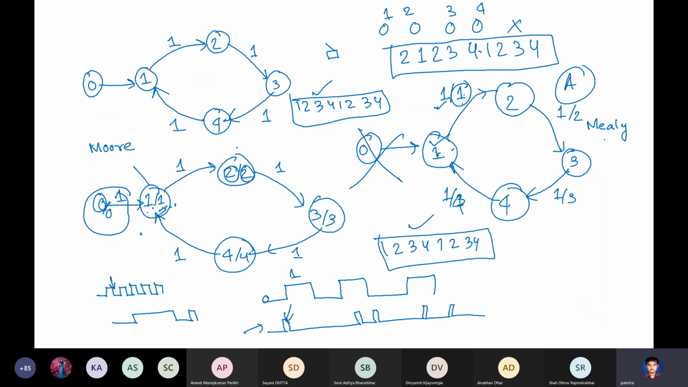So look at this Mealy machine. I want to write the output function as a truth table. What will the output function be as a truth table? Let me write down this again.